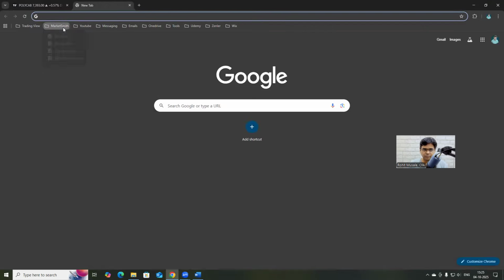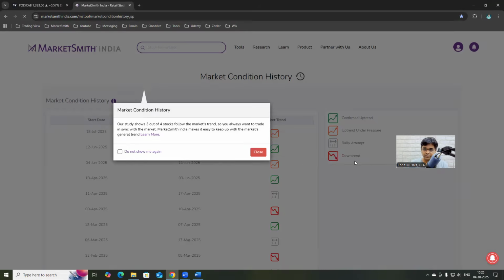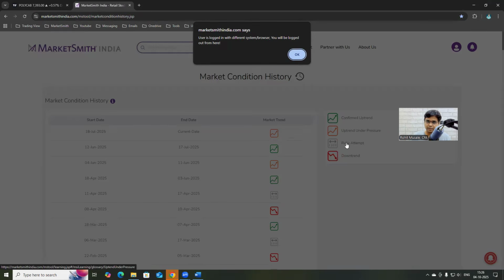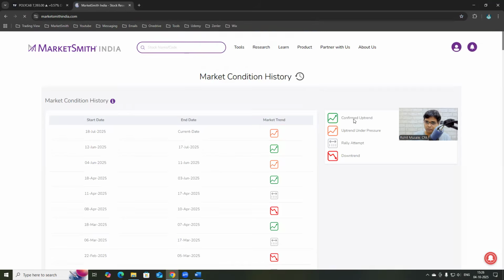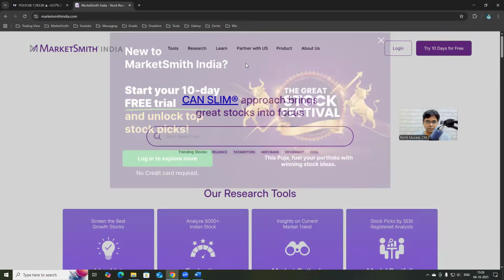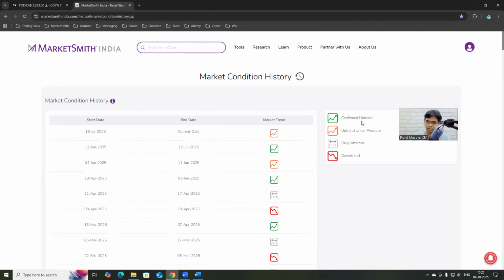So basically, he's talking about the market conditions. As you can see, there are four market conditions: confirmed uptrend, uptrend under pressure, rally attempt, and downtrend. We have decided that we will take swing and positional trades in a confirmed uptrend. In uptrend under pressure and rally attempt, we will not take any swing trade. We will only take a positional trade.